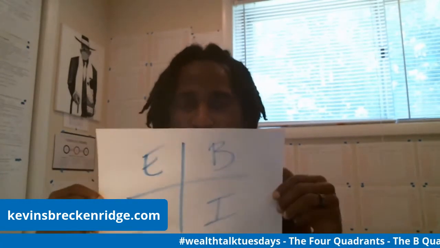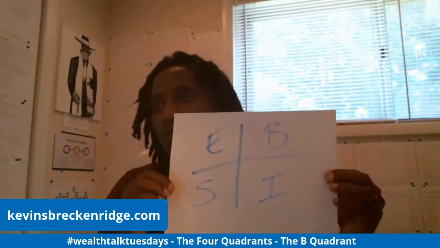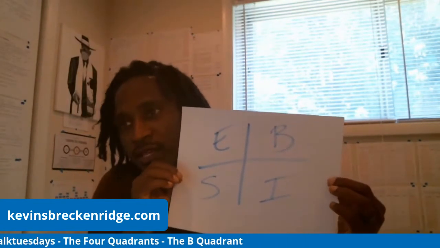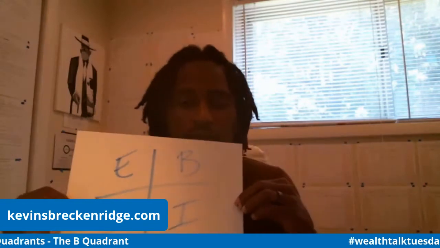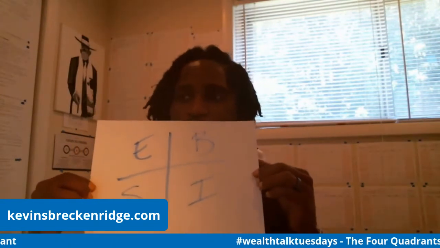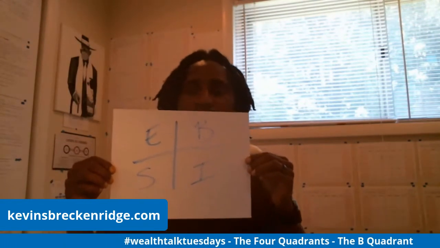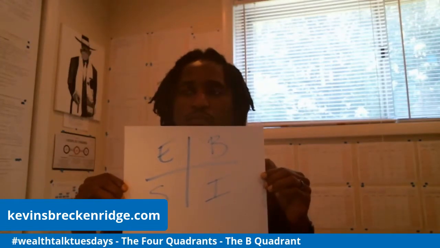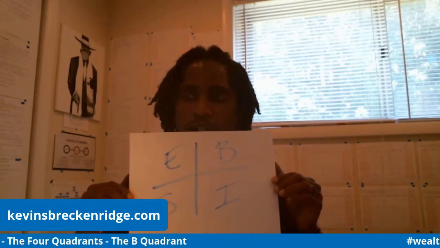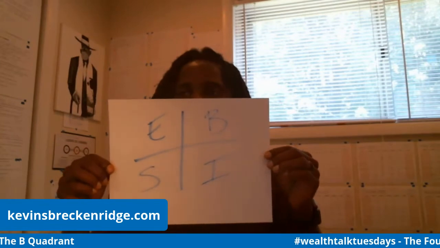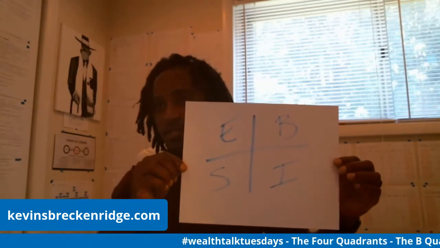So today we are talking about the 4 quadrants, right? The E quadrant stands for employee. The S quadrant stands for small business owner. The B quadrant stands for business owner. And the I quadrant stands for investor. Just make sure everybody can see that.